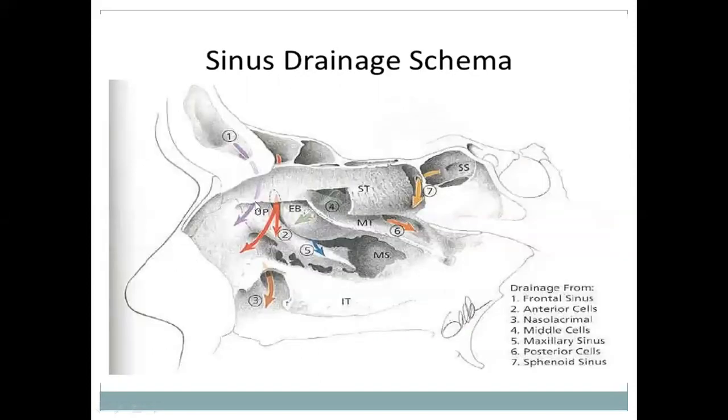So this is another picture which shows the frontal sinus. It opens into the hiatus semilunaris. This is the uncinate process of the middle meatus. This is the hiatus semilunaris. The anterior end is called the infundibulum, and it receives the frontal sinus. This is the middle part of the hiatus semilunaris, which receives the anterior ethmoidal air cells. This is the posterior part of the hiatus semilunaris, which receives the maxillary sinus. And this is the ethmoidal bulla, which receives the middle ethmoidal air cells.